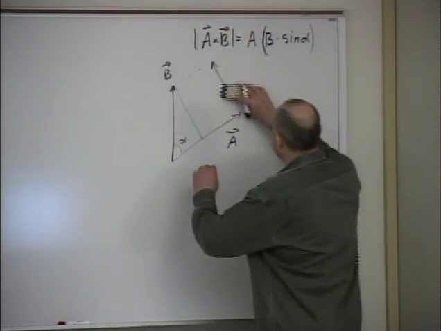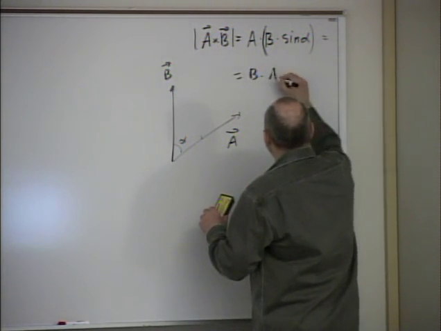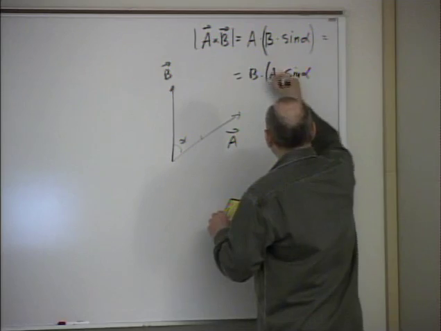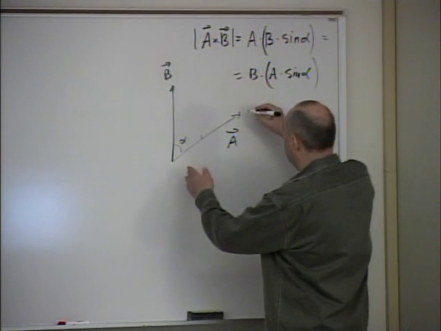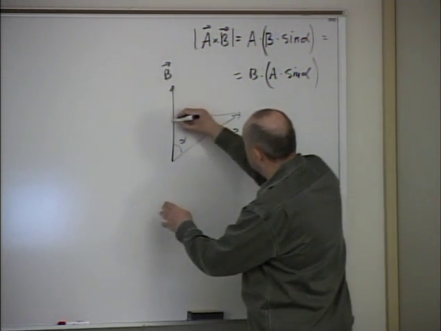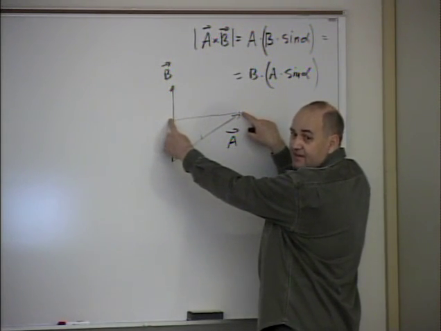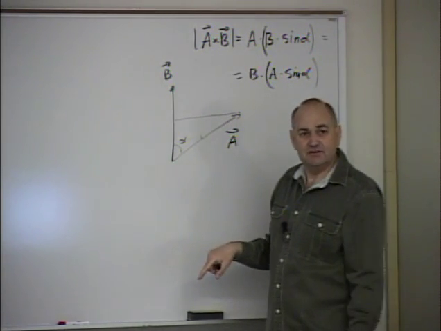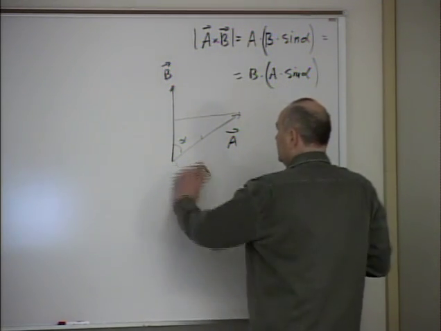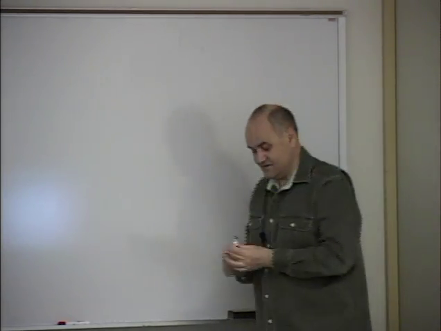Now, I can also associate it a different way. I can write down that this is B times A times sine alpha. And think about that. A times sine alpha gives me this length. So it is the component of vector A perpendicular to vector B. And so, for example, how about if we think now about various torques?